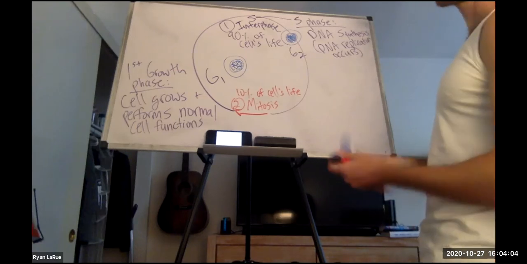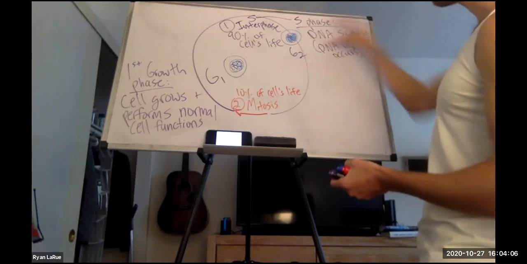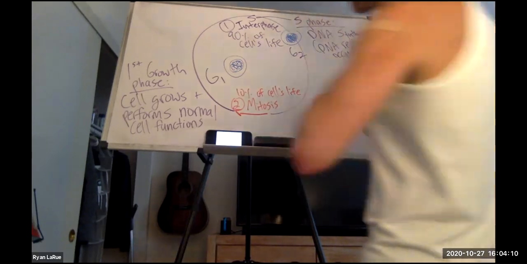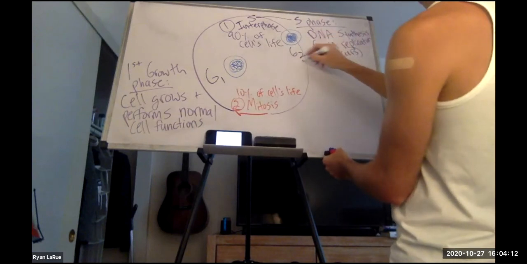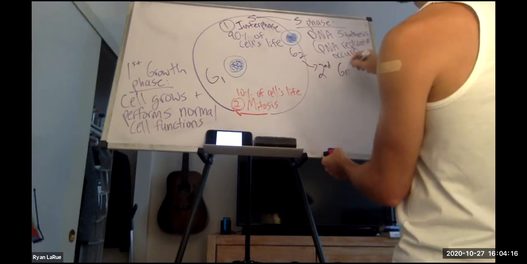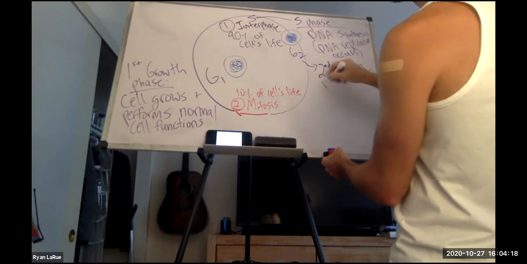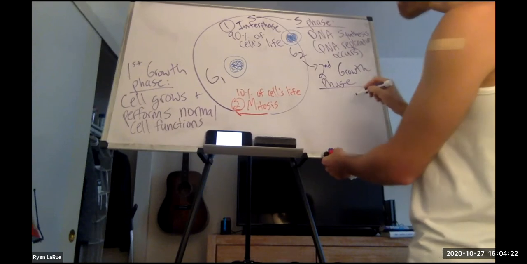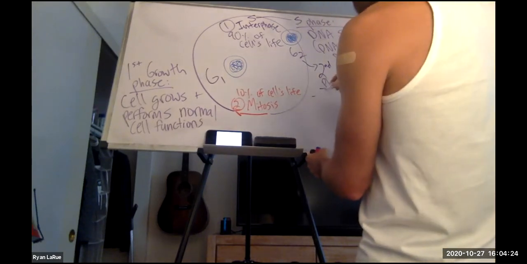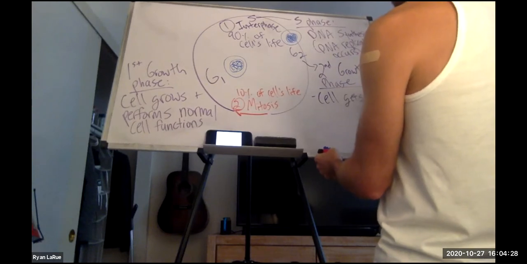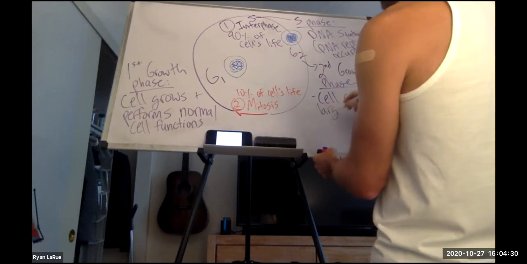Okay, so that's S phase. DNA is being copied like this. And then G2 is our second growth phase. This is really a phase devoted to preparation for cell division. So the cell gets a little bigger, it's a growth phase. Cell gets larger.